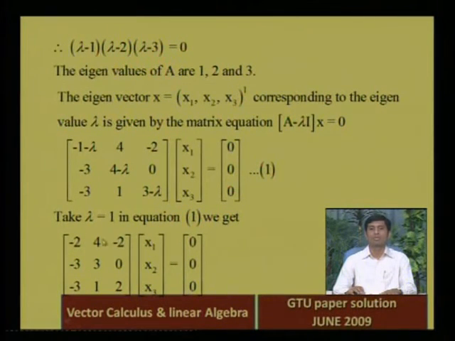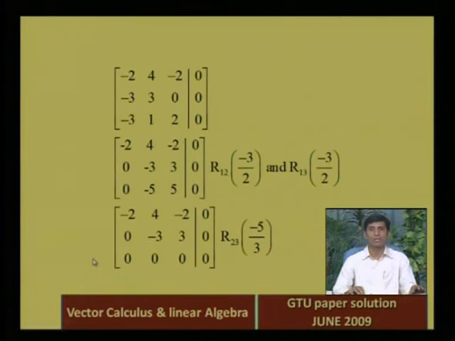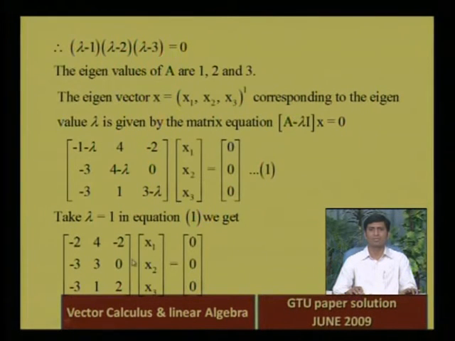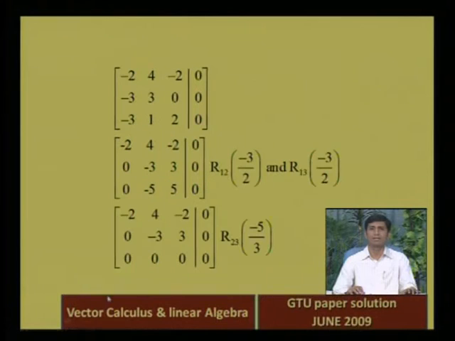Now we have to use the augmented matrix. So here is the augmented matrix, the same matrix I have written here: minus 2, 4, minus 2; minus 3, 3, 0; minus 3, 1, 2, with 0, 0, 0 after the vertical line. So this is the augmented matrix. To solve these equations, we have to convert this matrix into row echelon form.